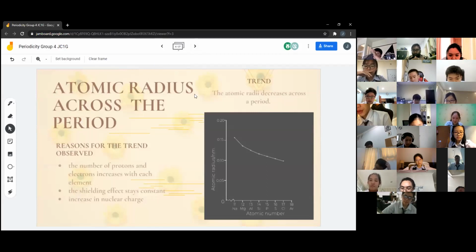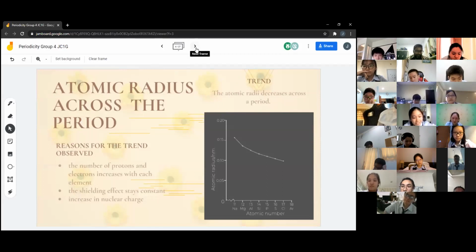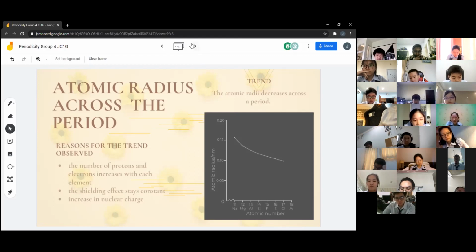On the graph of atomic radius against atomic number, we can observe that the radii decrease as we go across the period. And as previously mentioned, there is no data for argon since it does not form covalent bonds. The reason for the decrease is that as we go across the period, the number of electrons and protons increases, and the extra electrons occupy the same quantum shell while their shielding effect remains constant. This causes the valence shell electrons to experience a greater attractive force from the gradually increasing number of protons in the nucleus.